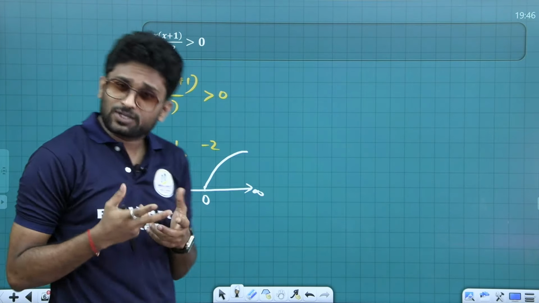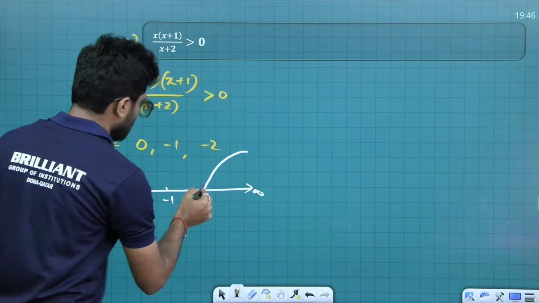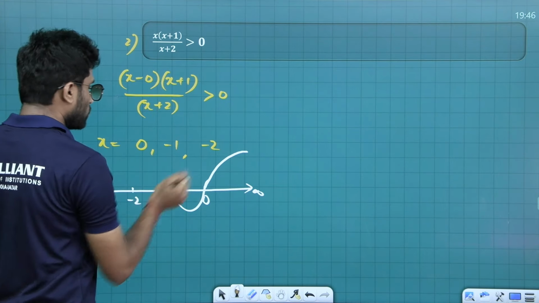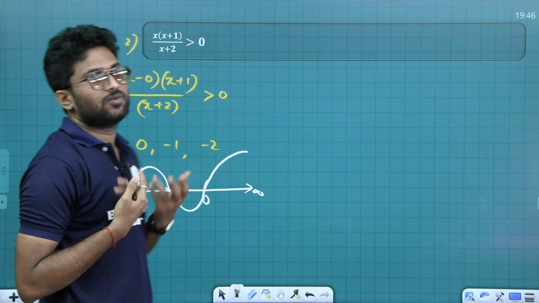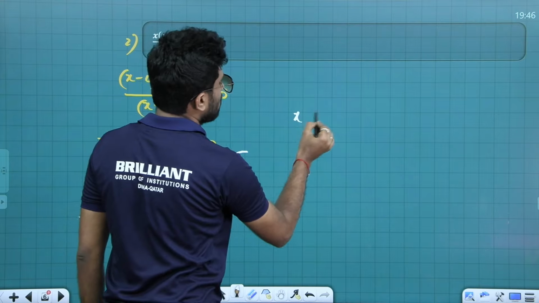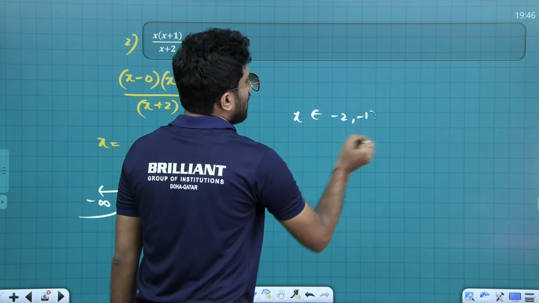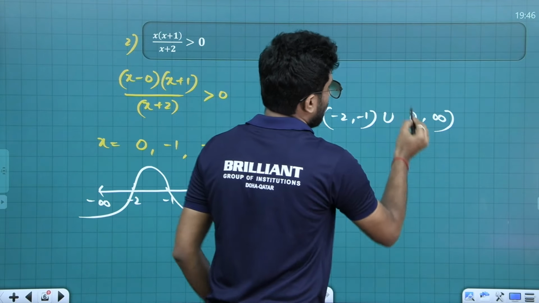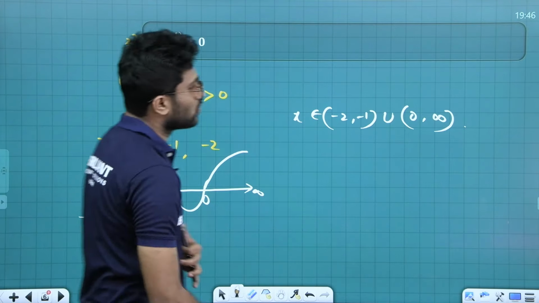Next, at 0 we stop. x minus 0 is raised to 1, which is an odd number, so we can change the path of the curve. Next at minus 1, x plus 1 is also raised to an odd power. Even x plus 2 is also raised to an odd power. That's it. Now we need greater than 0, that means the region which lies above the number line: minus 2 to minus 1 union 0 to infinity.